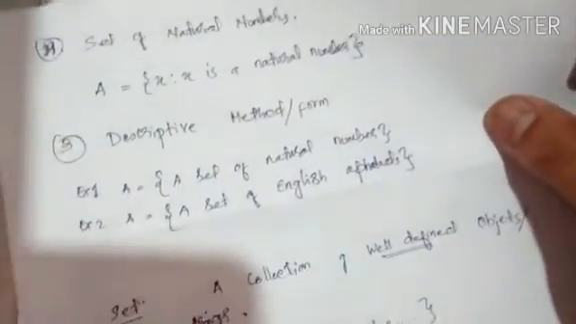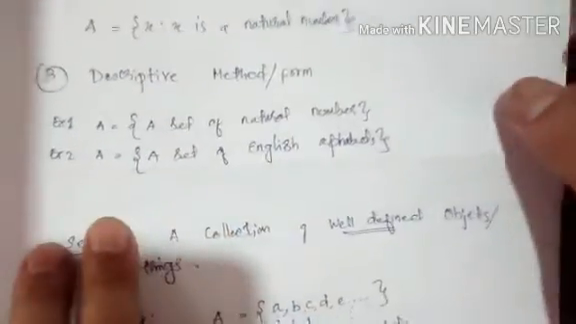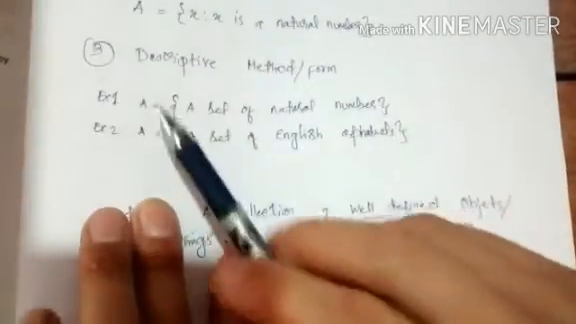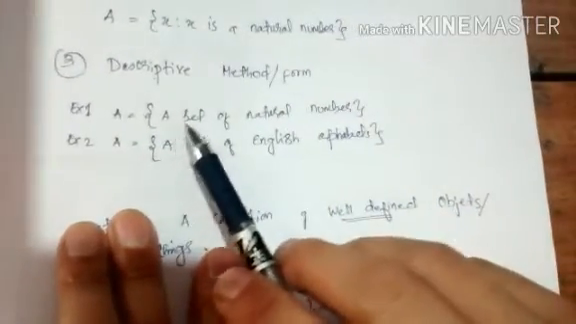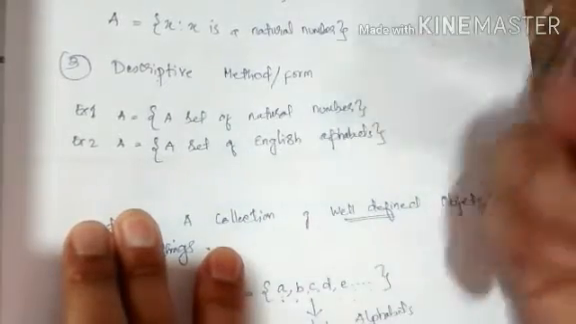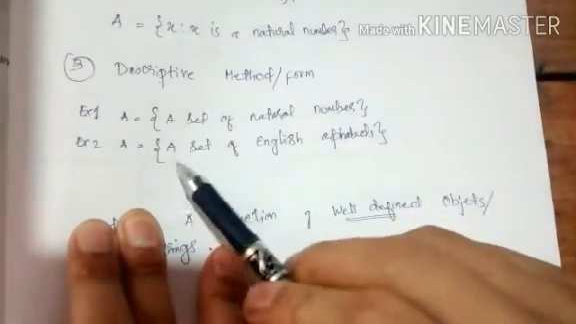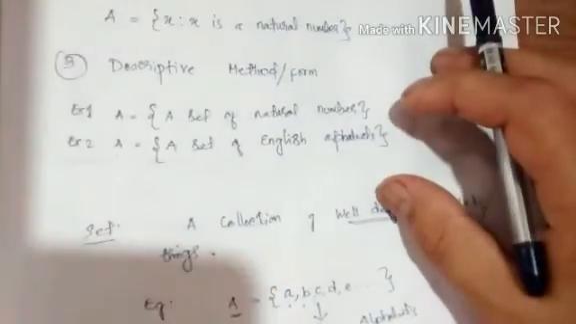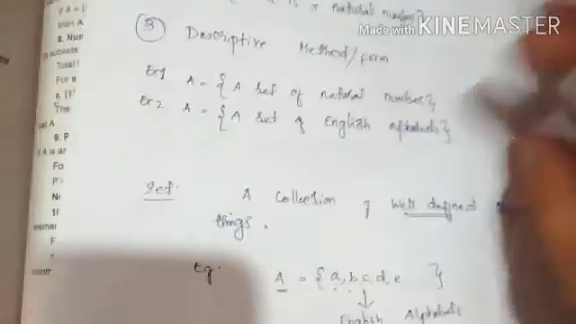The third method is called the descriptive form. Here what you do is you just describe it in words. Descriptive methods or descriptive form. So example number 1, A is equal to a set of natural numbers. You just have to describe it in words. And a set of English alphabets, for example. So we just have to describe in words.